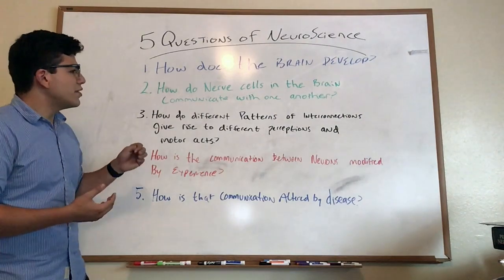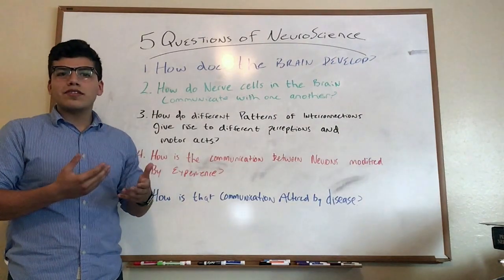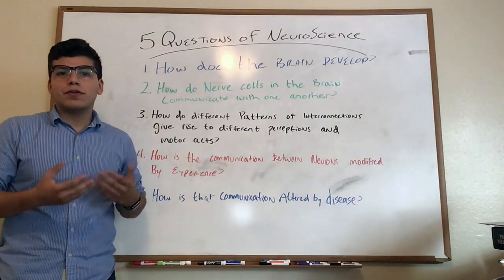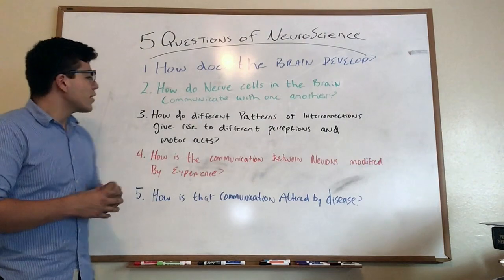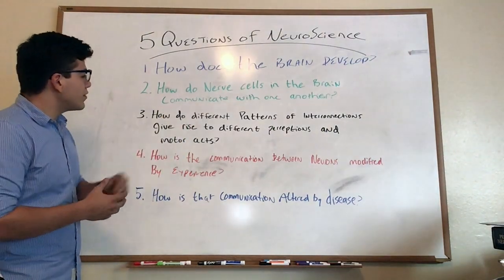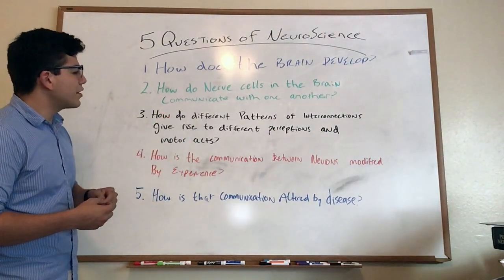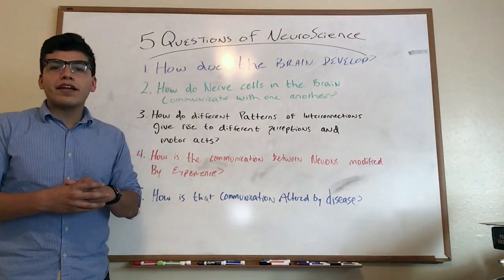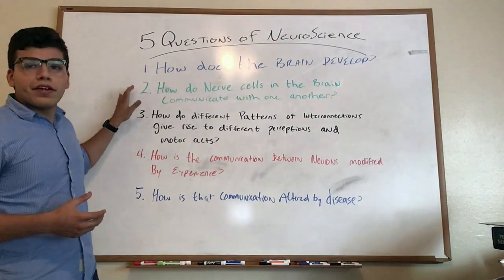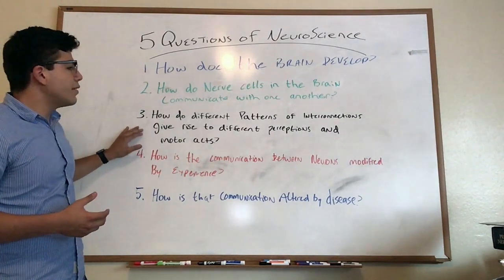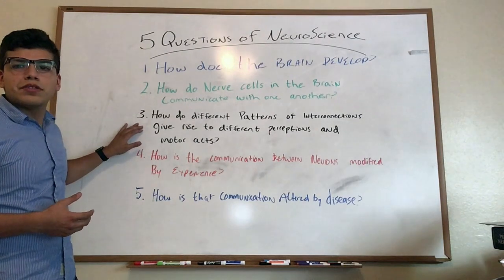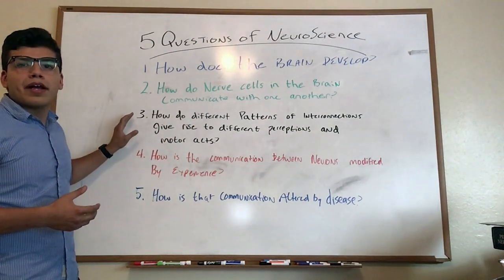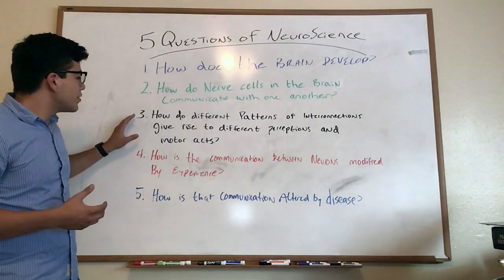Okay, and the next question is, how do the different conversations in the brain give rise to things such as perception and motor acts and behavior? That's exactly as I said. How do different patterns of interconnections give rise to different perceptions and motor acts? That's the second question, asking how they talk with one another. The third one is, how does their talking to each other give rise to the outputs that we alluded to earlier in our input-output analogy?